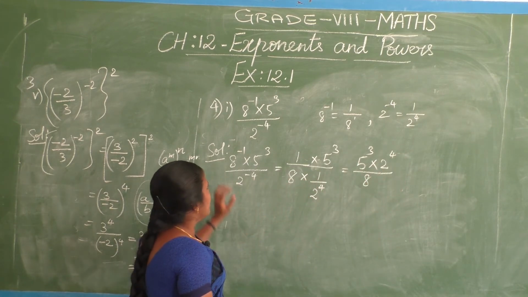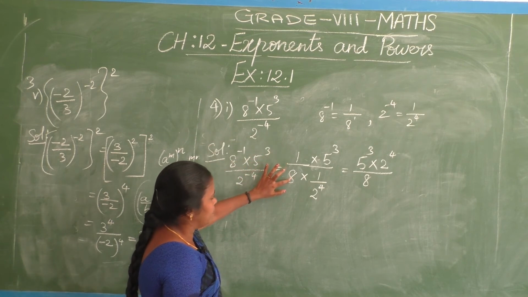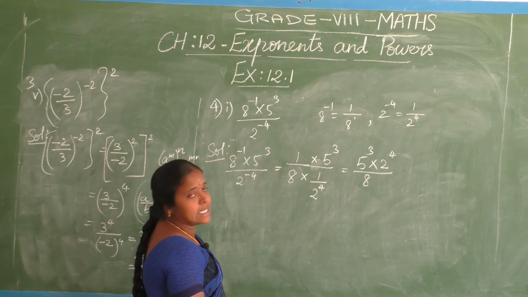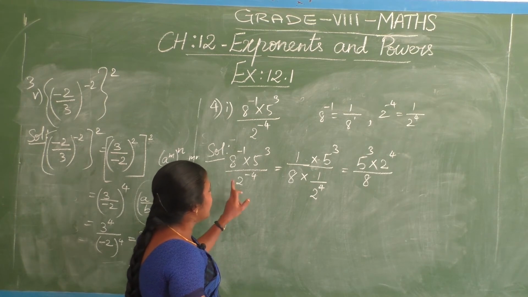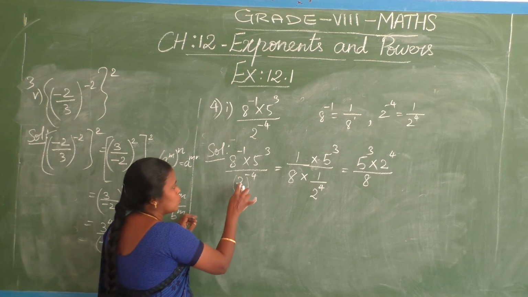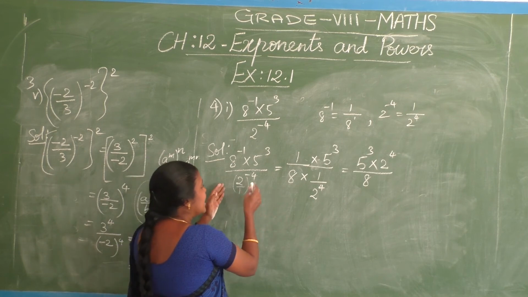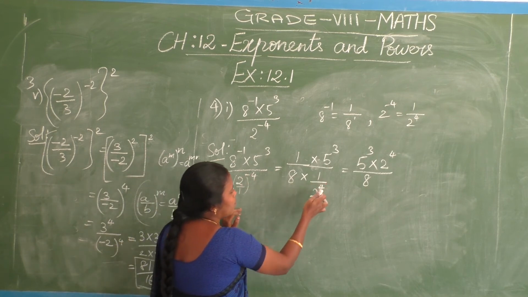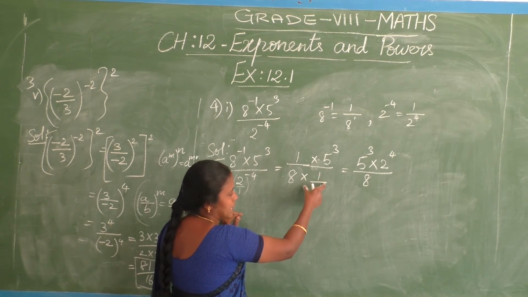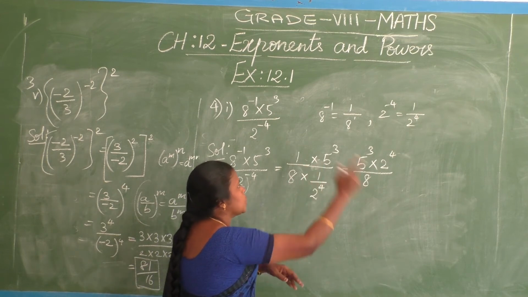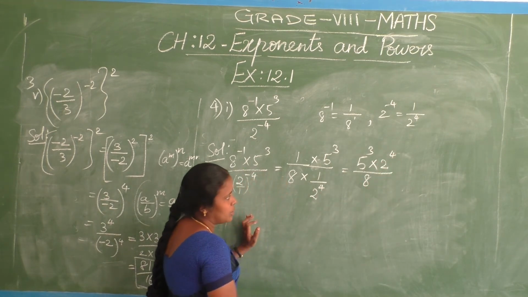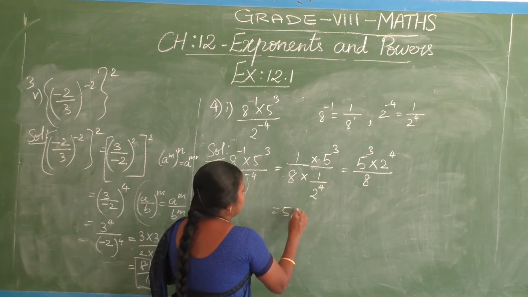Clear, children, what I did? 8 power minus 1 can be written as 1 by 8 power plus 1. 5 cube is already in the positive case, so it comes in the numerator place as it is. Don't touch that. But the denominator 2 power minus 4 can be written as actually 2 by 1, it comes like this. 2 by 1 becomes 1 by 2, no? So it is already in the denominator position, so 1 by 2 power plus 4, like that I wrote in the first step. The fraction is already in the denominator, so automatically it goes reciprocally to the numerator place. So I have written this 2 power 4 here, understood? Now you have to simplify. 5 cube, 5 into 5 into 5.